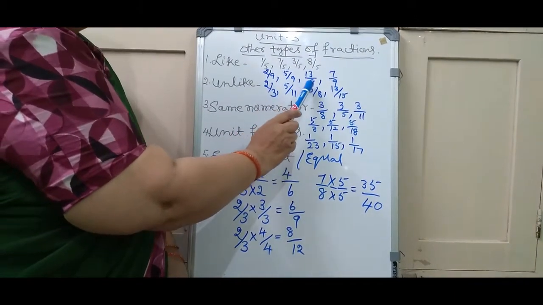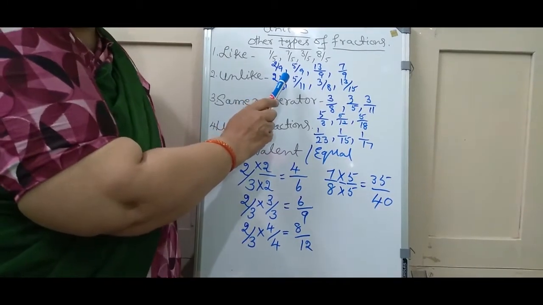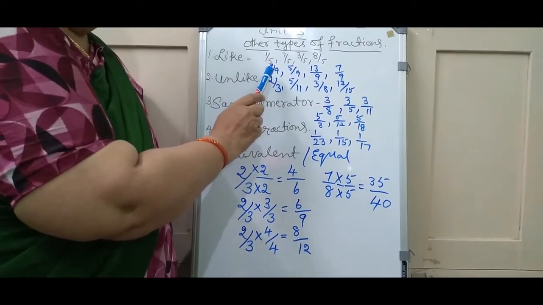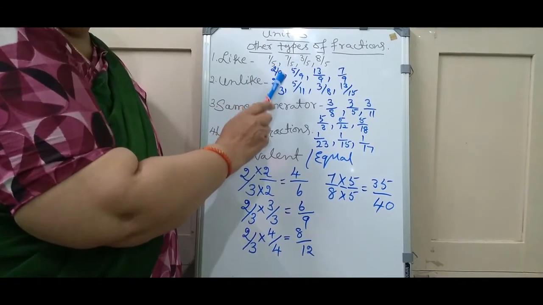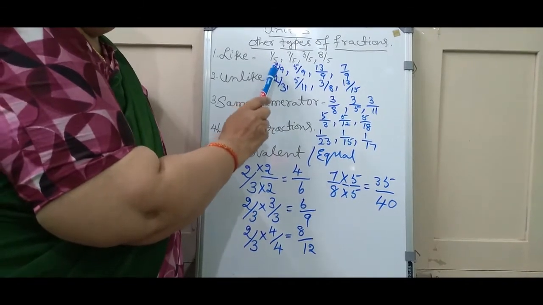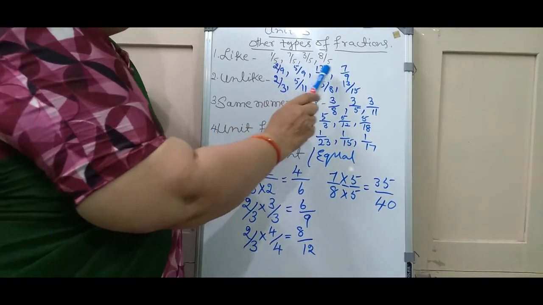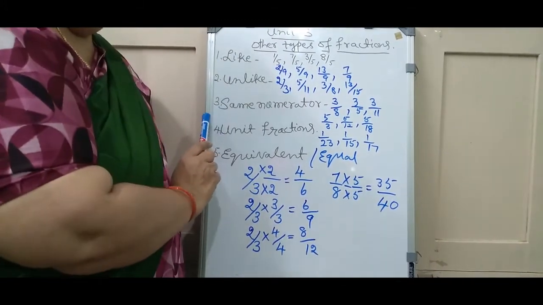In the previous unit, I told you that a fraction consists of two parts. The upper part of the fraction is called the numerator and the lower part of the fraction is called the denominator. So the fractions with the same denominators are called like fractions.